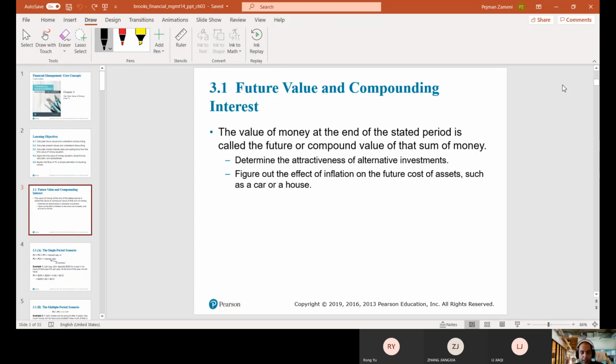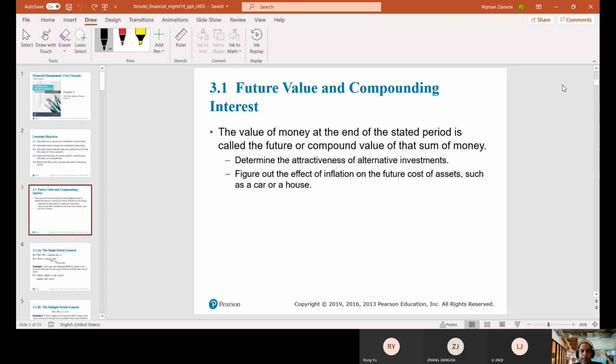We take the present value, any amount of money, and take it to the future value, and we bring the future value in terms of monetary value to the present time. If we take a value from present time to the future time, this action is called compounding. If we bring the future value to the present value, this action is called discounting. Future value and compounding interest.